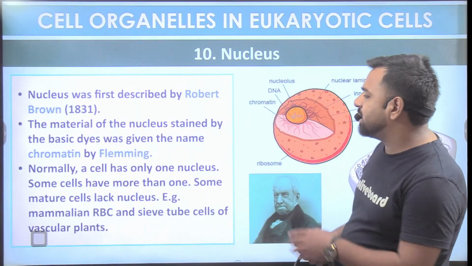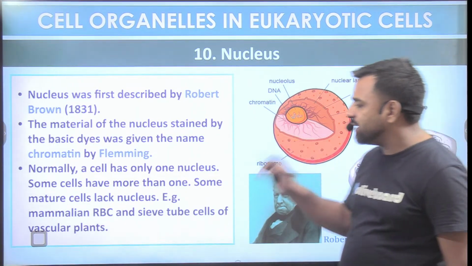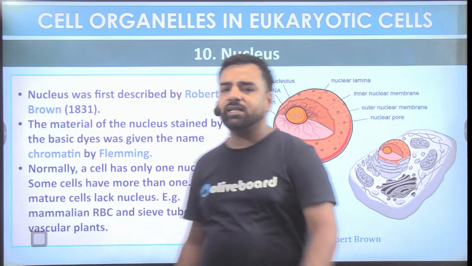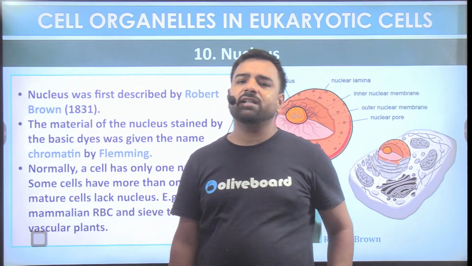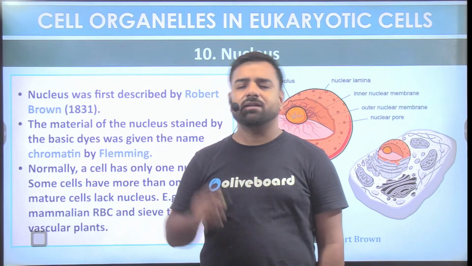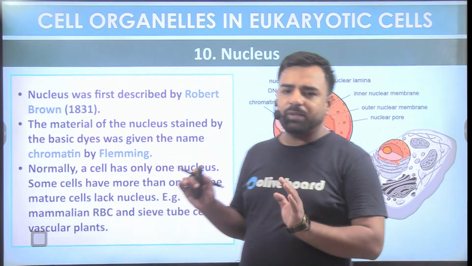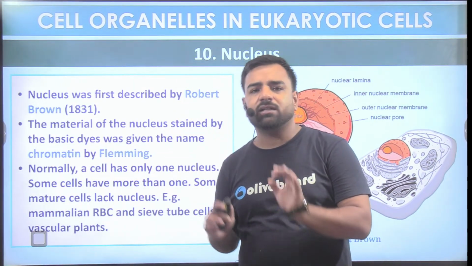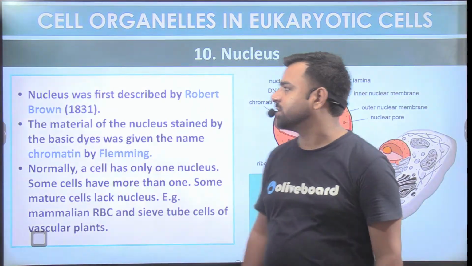Normally a cell has one nucleus, some cells have more than one, and some cells even lack a nucleus. For example, RBC doesn't have any nucleus, especially in mammals. RBC doesn't have any nucleus, but there are two exceptions. One is camel, another one is llama. We'll discuss it in the blood chapter. But as of now, please remember, yes, it's possible that a cell does not have a nucleus, and RBC is the perfect example of the same.